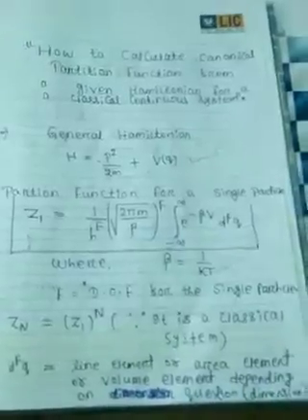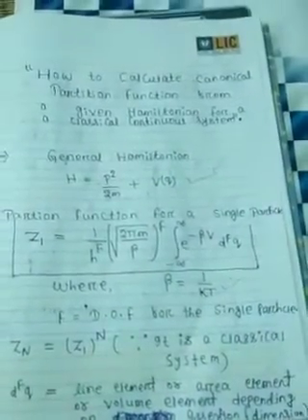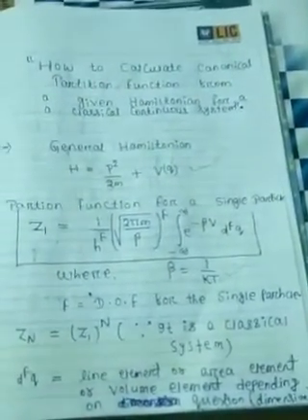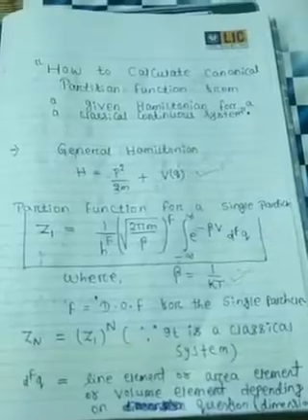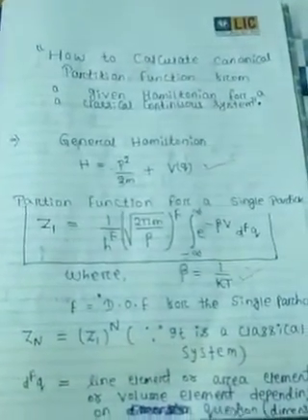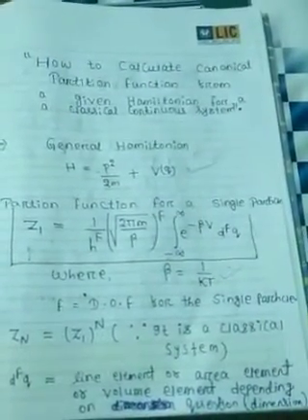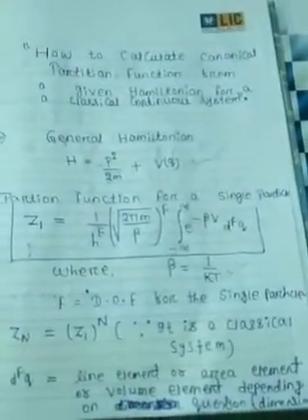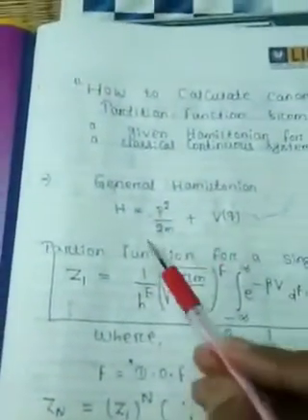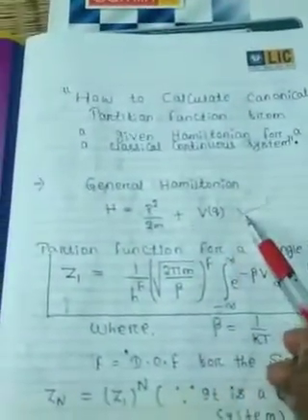Hello friends, today we will deal with the canonical partition function. Okay, some tricks associated with calculation of partition function. If the potential is given, then how to calculate the partition function from a given potential. Basically, the general Hamiltonian is given as H = p²/2m + V(q).